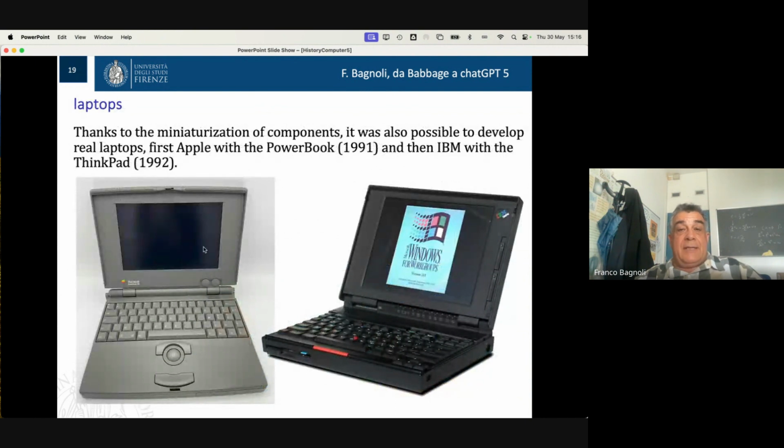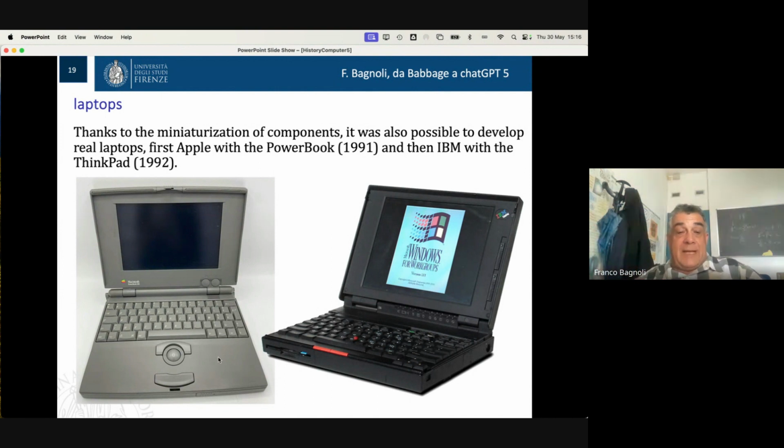And finally, thanks to miniaturization of components, it was possible to develop the first real portable computer, a laptop, not only transportable, but something that ran on a battery, weighed some 5 kilos or less, and could run on battery for say 2 hours or something like this.